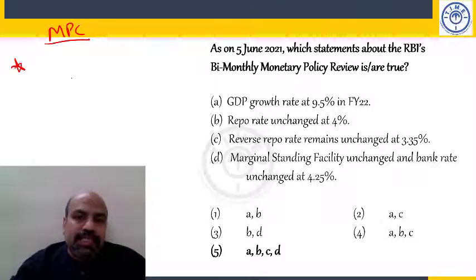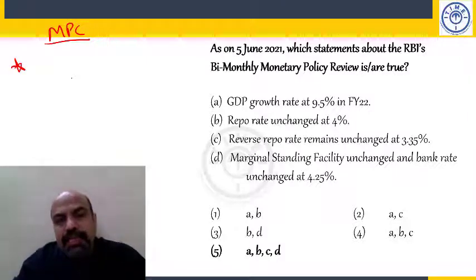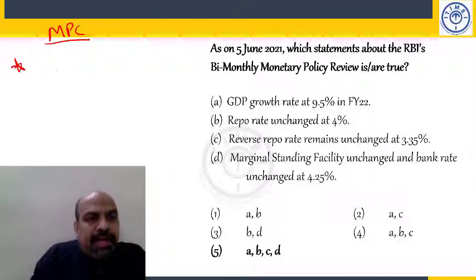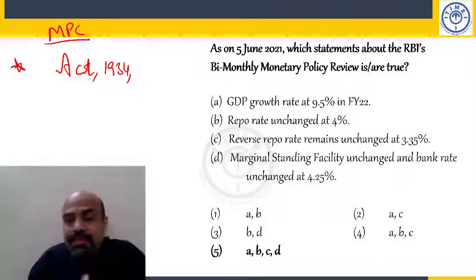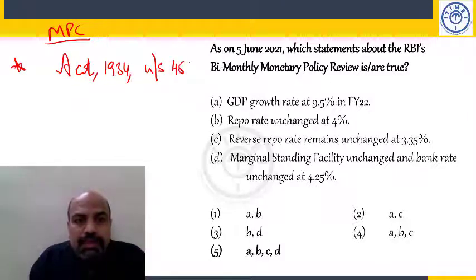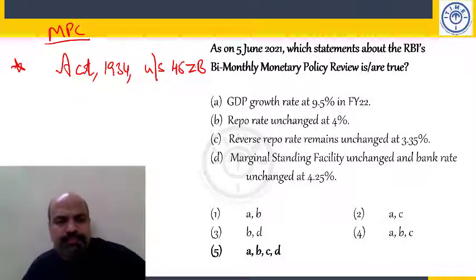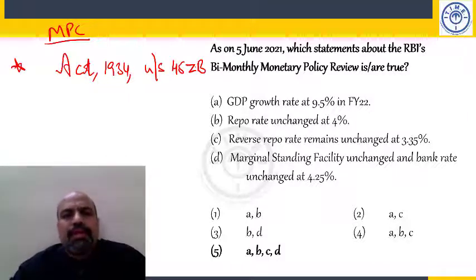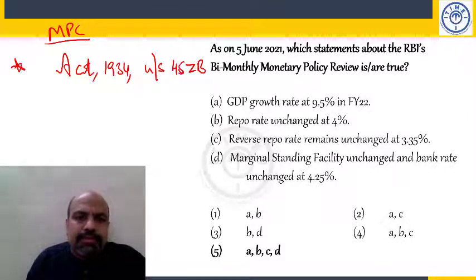First meeting in October 2016. Next, second point, set up under the RBI Act, 1934, under Section 45ZB. The Act should always be capitalized, and there should be a comma between the Act and the year.